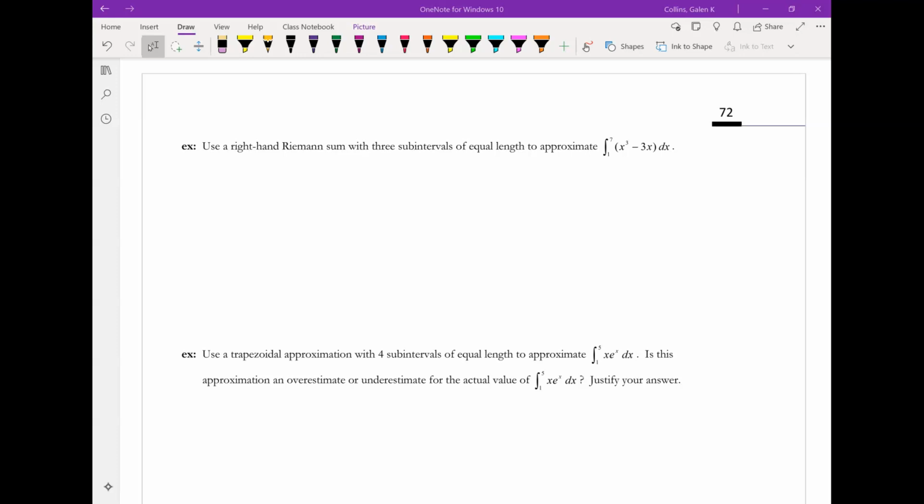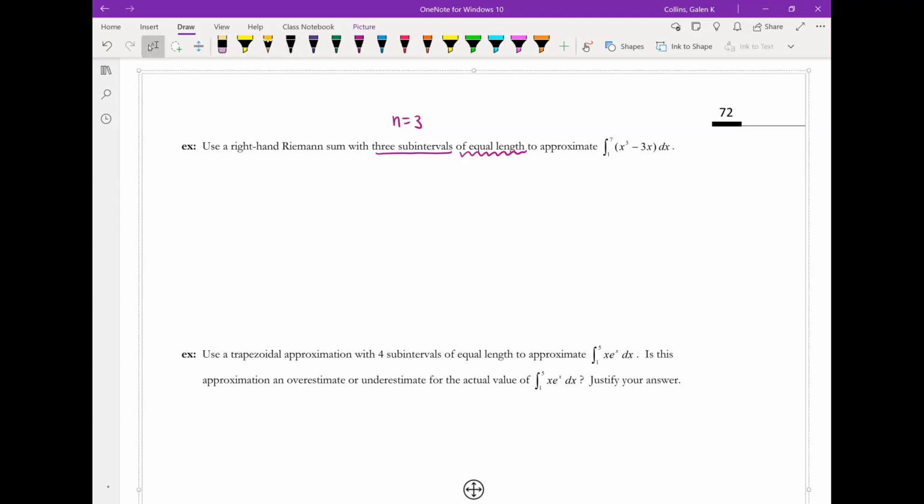So my strategy here is to always start off with a table. The interval I'm considering is from 1 to 7, and we're told that we have 3 subintervals, so n equals 3, where n represents the number of subintervals. If the subintervals are of equal length, which won't always happen, then we have a little formula that we can use to find the length of each subinterval.